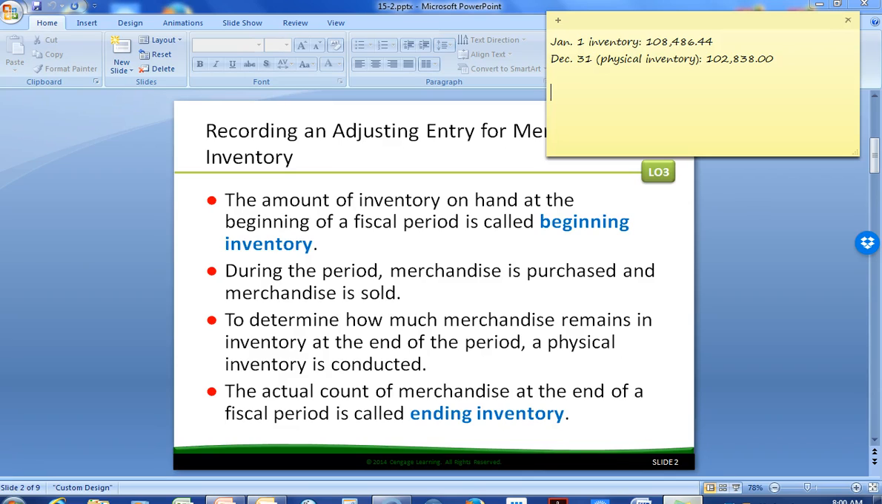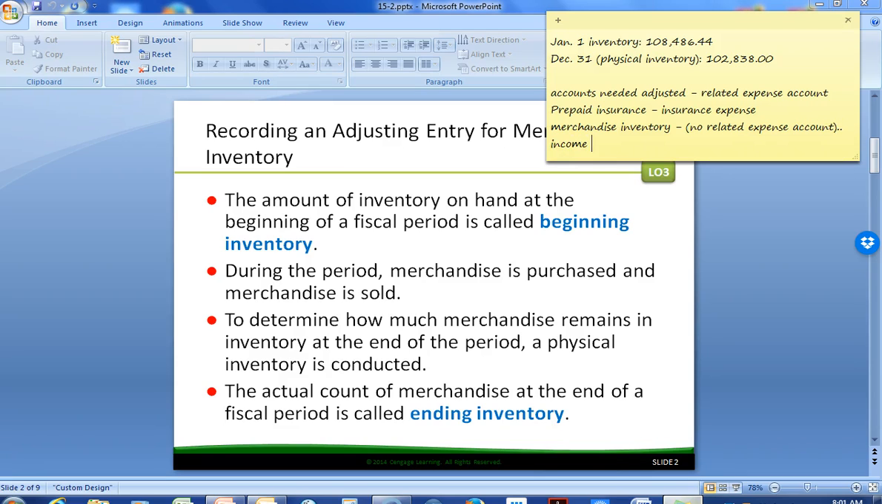Most accounts needing adjustment at the end of the fiscal period have a related expense account. For instance, when prepaid insurance needs adjusted, the related expense account is insurance expense. But when merchandise inventory needs adjusted, we don't have a related expense account. So they've created income summary, which is a temporary account. Remember, income summary is a temporary account that gets closed when they finish the whole process. All right, moving on.